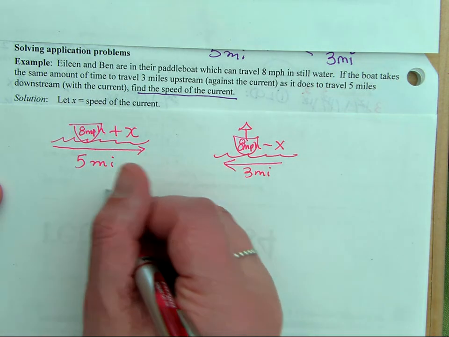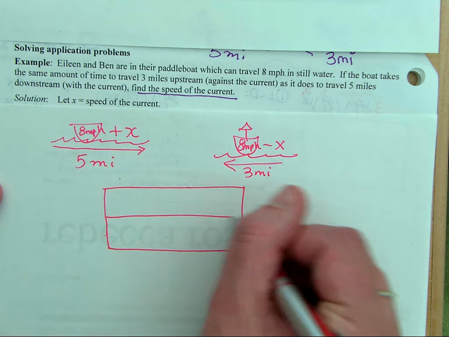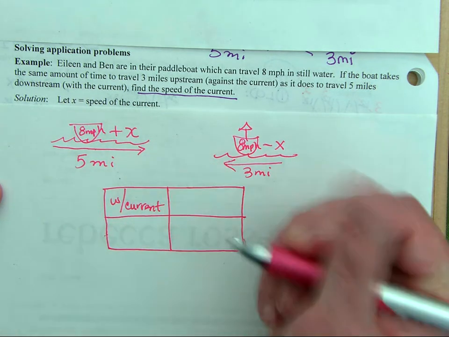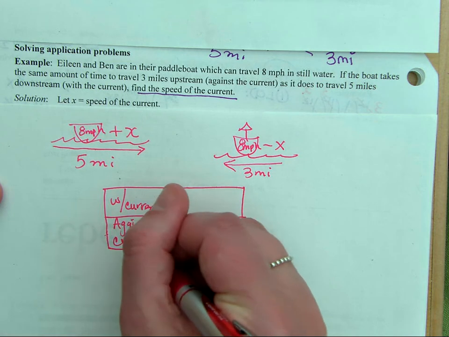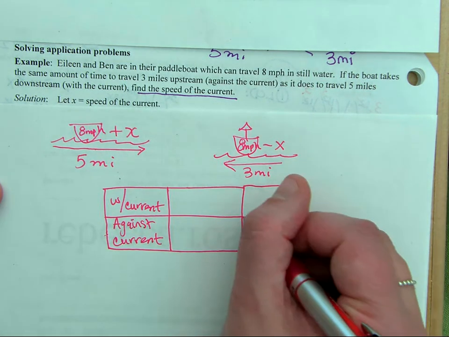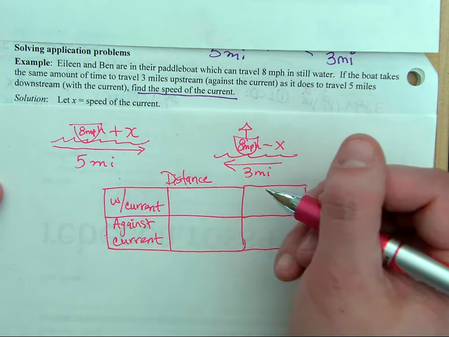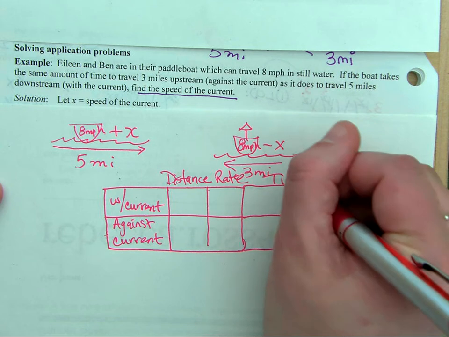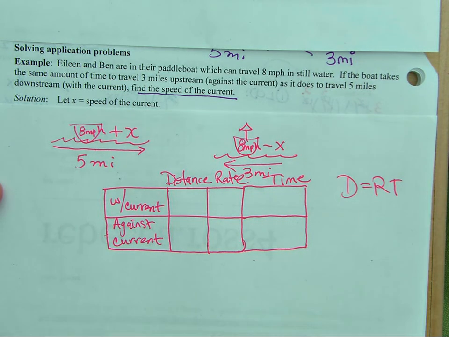Okay, so the best way to set this up is to organize a table. So we have with current, and we have against current. Okay, and we can think about the 3 different things going on here. You have the distance, the rate, and the time.